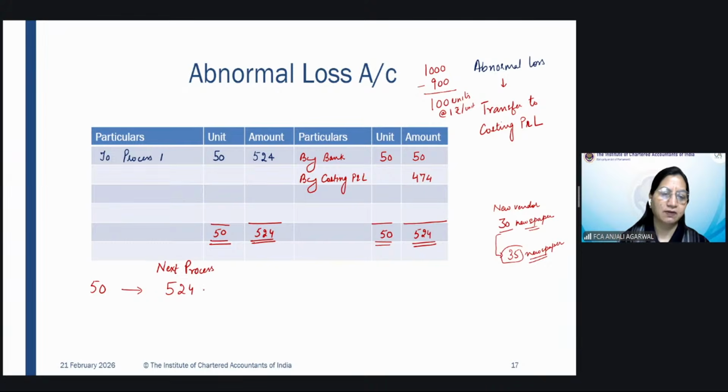But what happened? This was not there. So this was our loss. But if this was not there, at least 50 is recovered from the scrap. So your true loss is only 474 rupees, which should move to costing P&L account, right? So this is how we do the calculation if there is an abnormal loss.